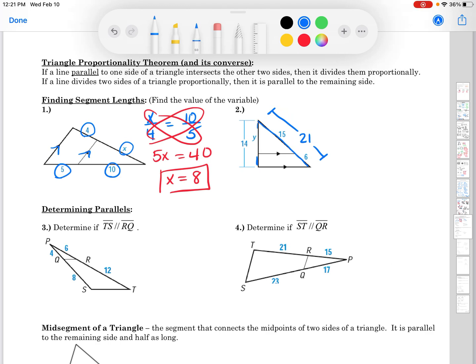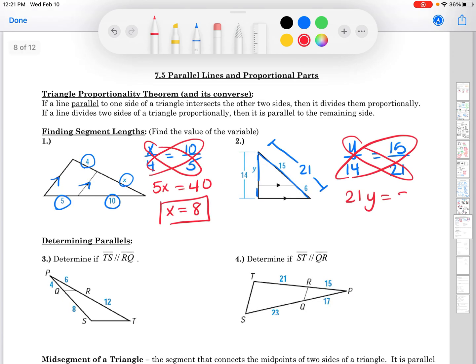All right, so I can do small over large, y over 14 is going to equal small 15 over 21. And now I can cross multiply. So y times 21 and 14 times 15. So we're going to get 210. So y is going to equal 10.